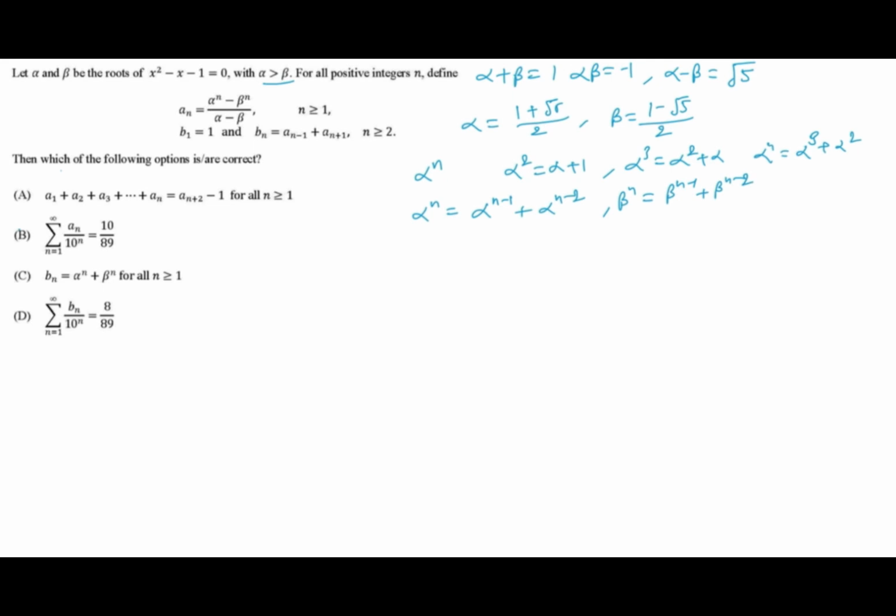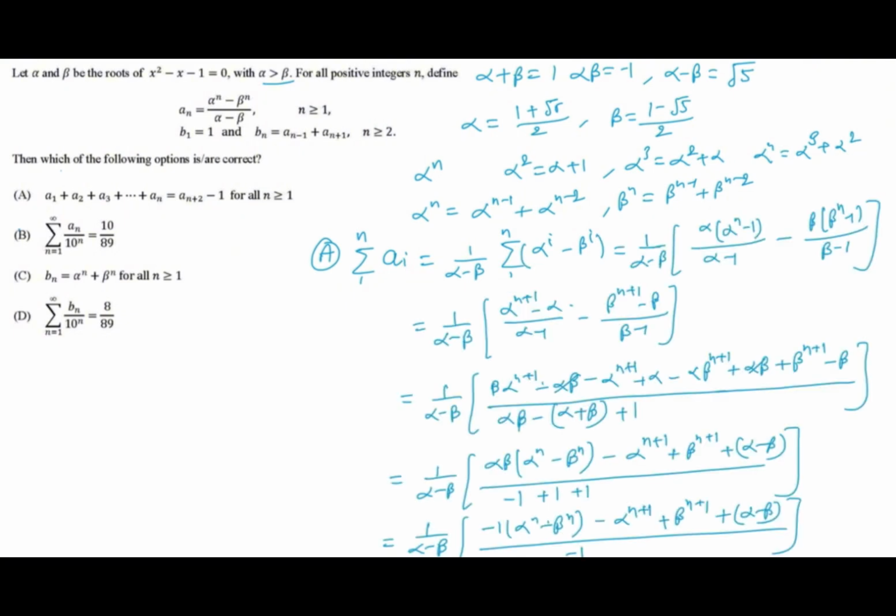Now that we have all the information, we can start solving our question. Let's look at option A. Option A is the summation of a series, a_i from 1 to n. So we will write this. Since alpha minus beta is constant, we take it out. So we have to find the summation of alpha to the power i minus beta to the power i from 1 to n. And this is nothing but the sum of a power series.